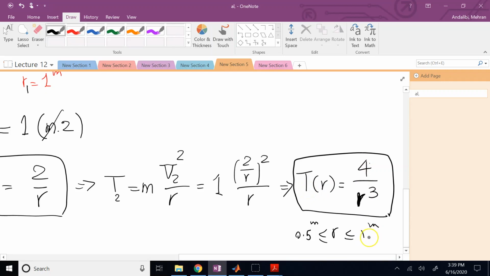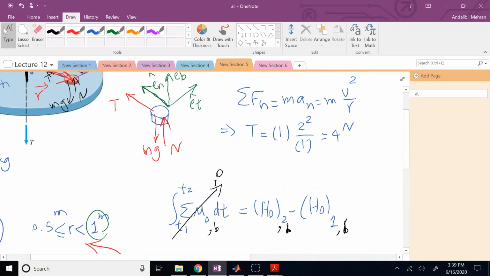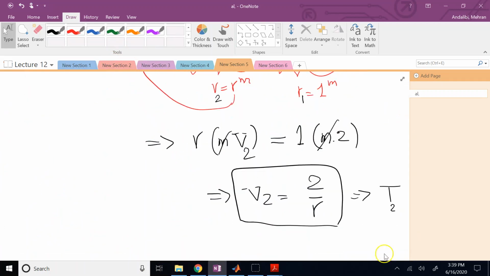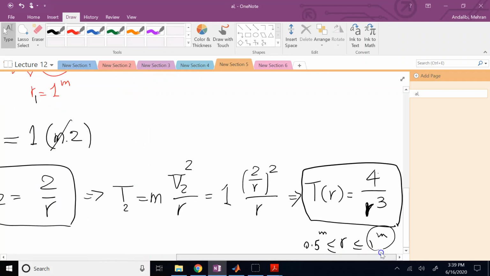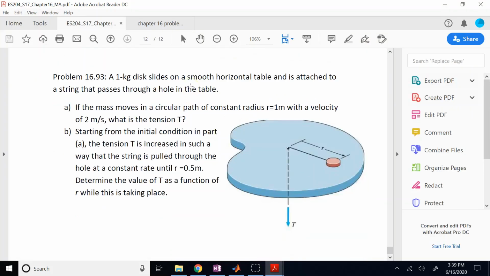So if the tension at 1 meter was how many newtons? It was 4 Newton. At 0.5, if you plug in 0.5, what would you get? 8 times that, 32 Newton. Okay, so that's how you should change T. Okay, I assume I have covered chapter 16.